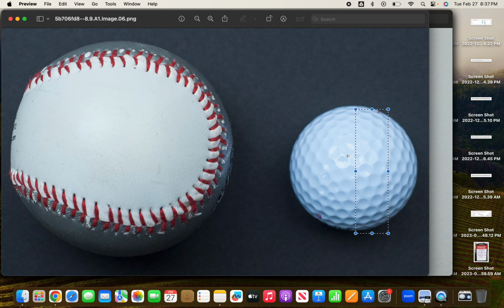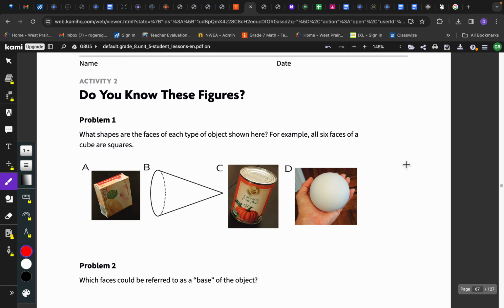I know it doesn't look 5 times bigger, but we're not talking about length, width, or height. We're talking about volume. The volume is almost 5 of these, 4.5 of these golf balls. The liquid inside these golf balls would fit in that baseball. So back to activity 2.